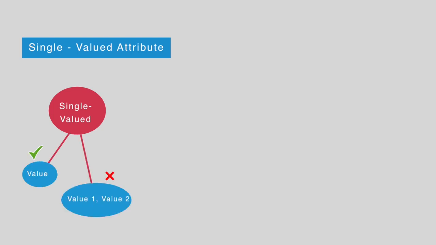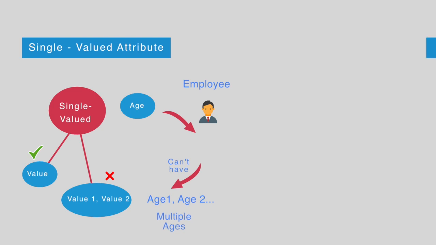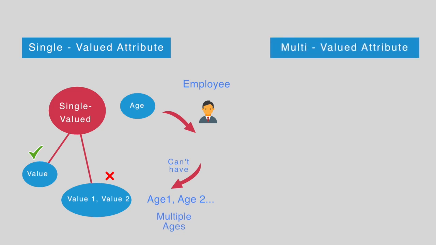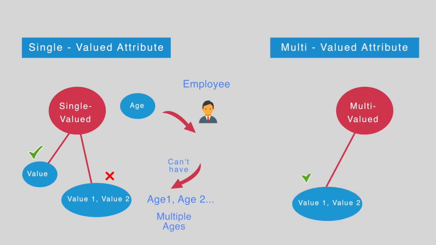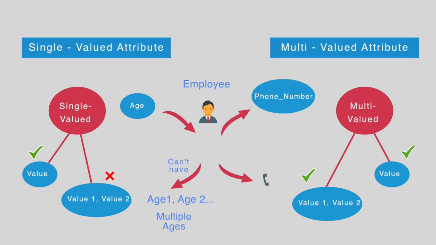The single-valued attributes can only have a single value but not a set of values. For example, age is a single-valued attribute because an employee cannot have multiple ages. The multi-valued attributes can have multiple values for the same attribute. For example, an employee can have a single or maybe multiple phone numbers. So the phone number attribute of the employee entity is a multi-valued attribute.